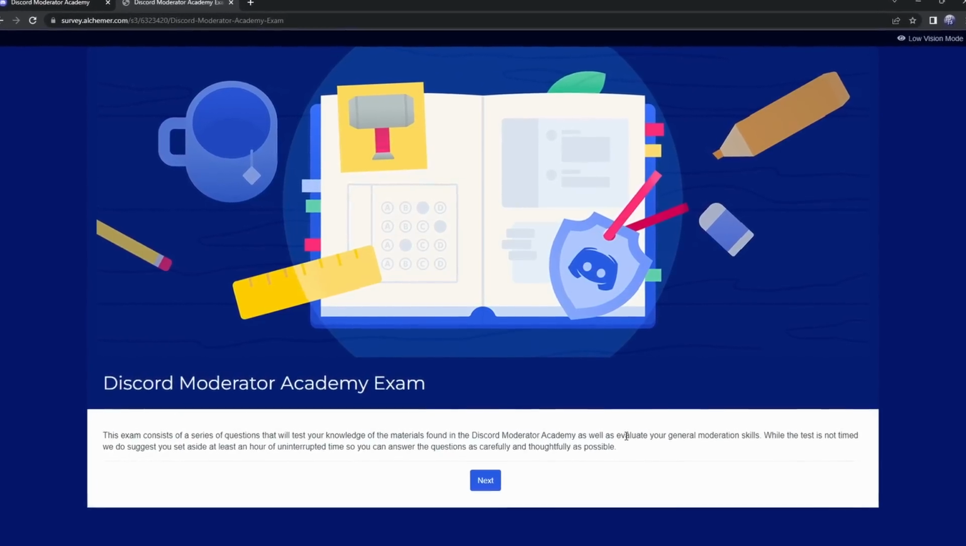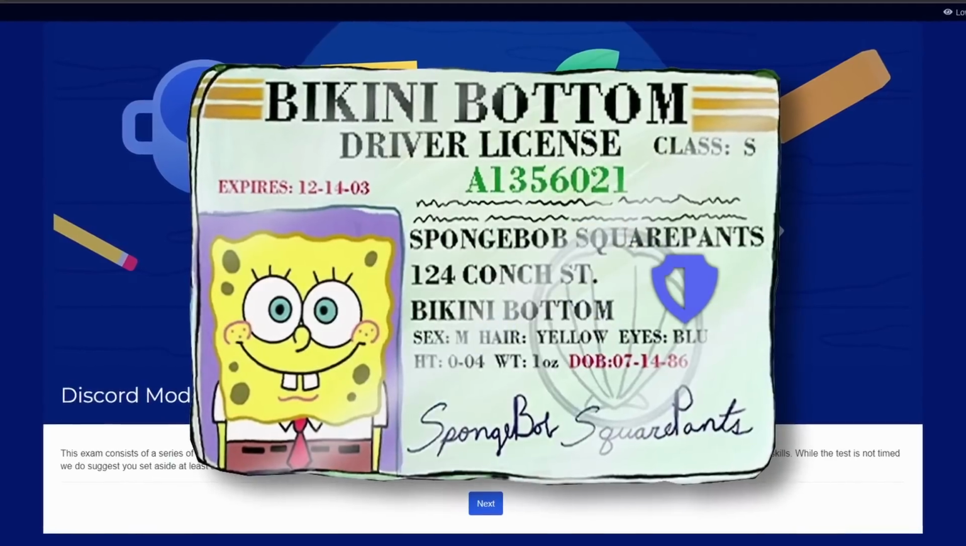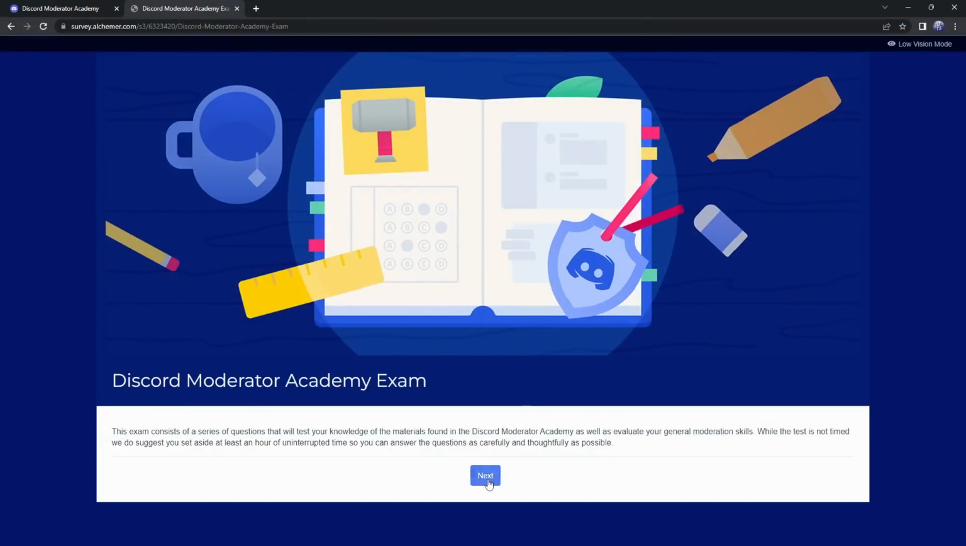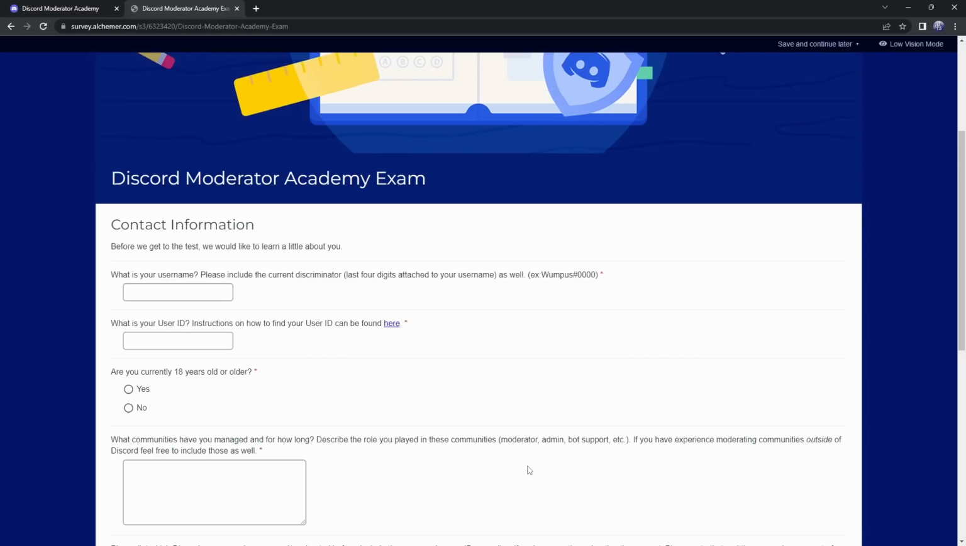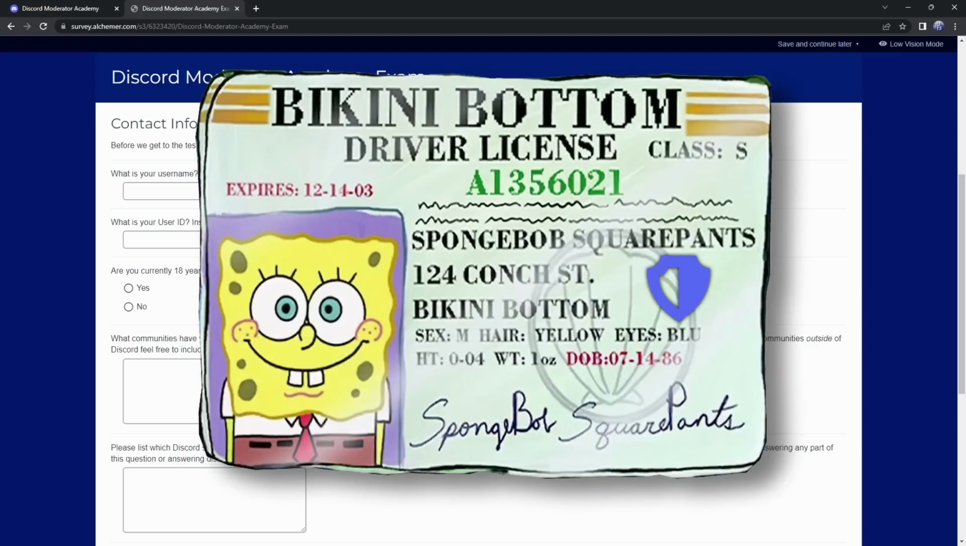So before I get started, the hardest part of this exam is really thinking on whether or not you want the Discord Moderator badge, because it's like a symbol dictating that you are a virgin for life. Regardless, I'm going to continue and click next because I've already accepted that. So when we start, we get this wonderful contact information, and this is quite important because if you fill out the wrong contact information, then you're giving someone else the virginity for life badge.